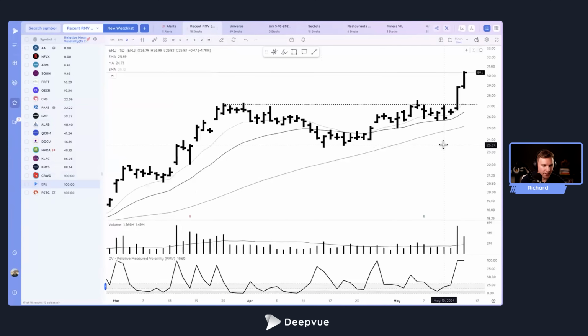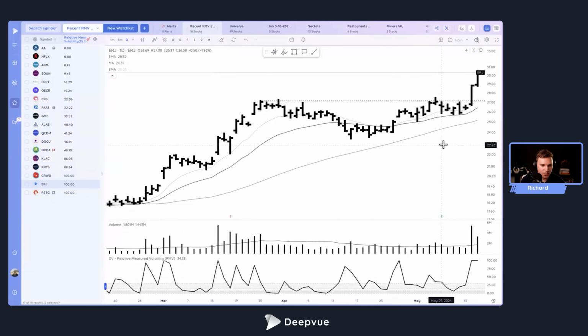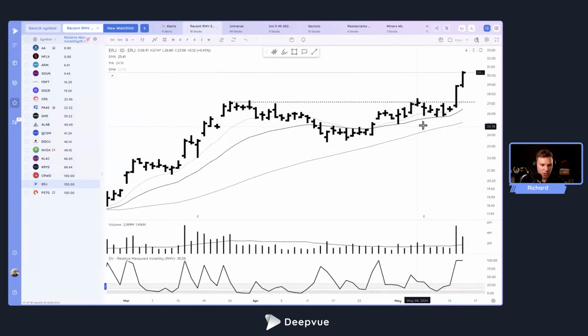ERJ, I believe, is an aerospace company. Again, a situation where we get the tight area right below a base pivot. That's kind of the bread and butter of this setup. We see a nice prior uptrend, a base starts to form. We actually get a tight area right here. It's highlighted in RMV very nicely.